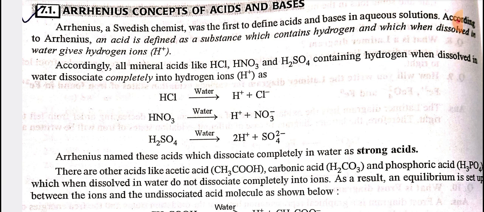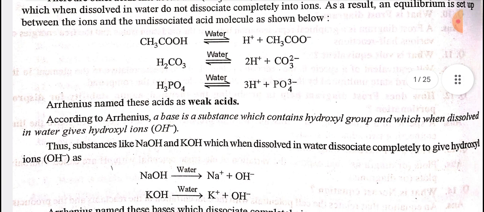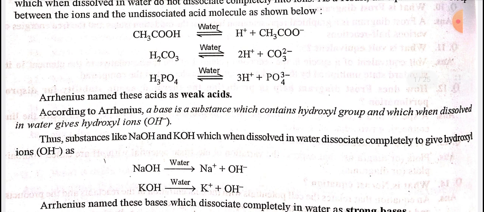There are other acids like acetic acid, carbonic acid, and phosphoric acid, which when dissolved in water do not dissociate completely into ions. As a result, an equilibrium is set up between the ions and the undissociated molecule as shown below. Like in acetic acid, H2CO3, and H3PO4, there is an equilibrium within their respective ions. Arrhenius named these acids weak acids.